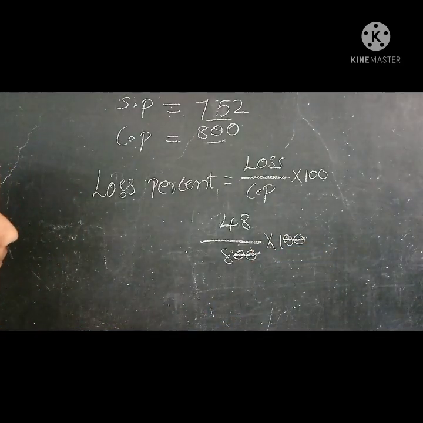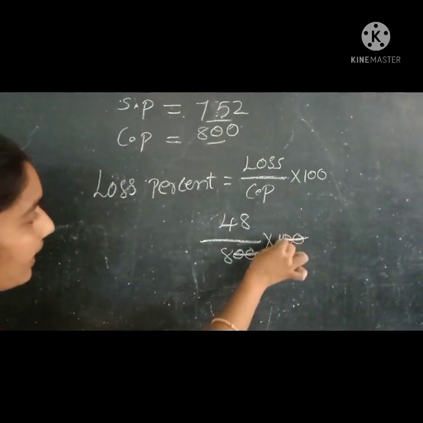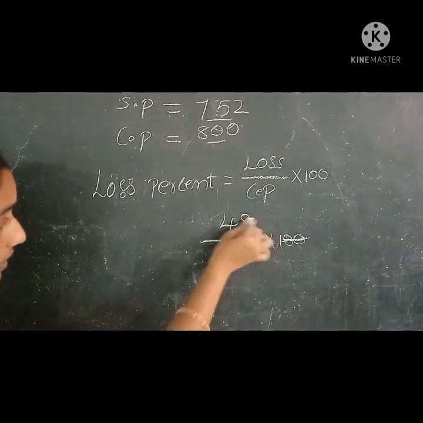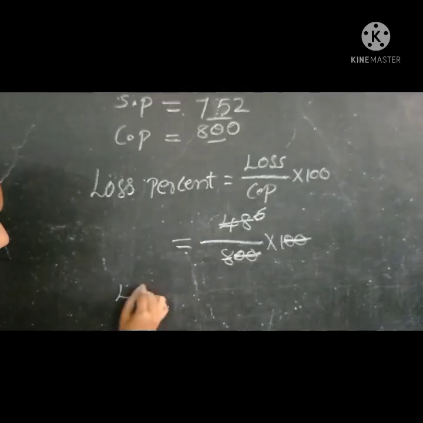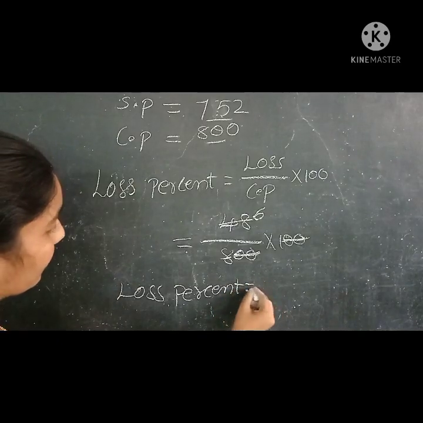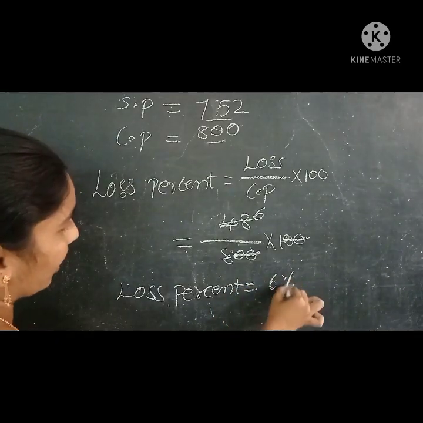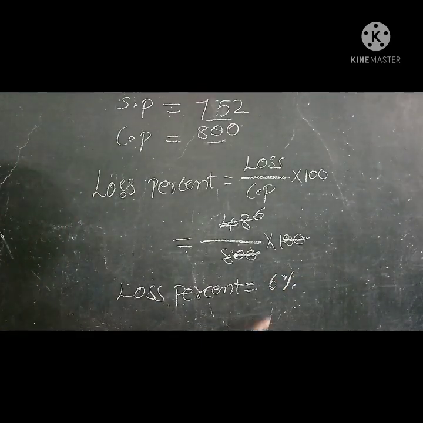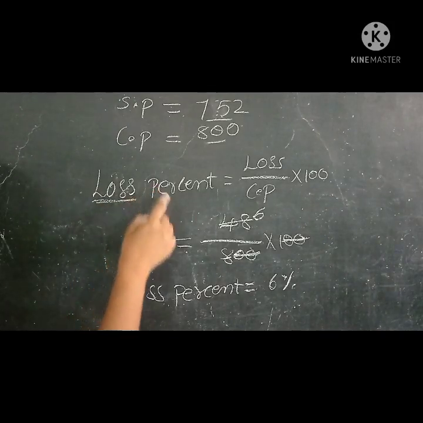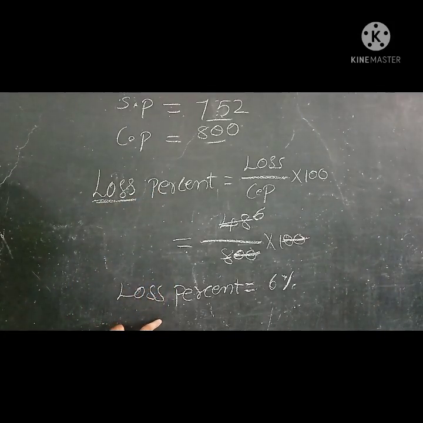Cancel 2 zeros. Here 2 zeros and here 2 zeros. So cancel these 2 zeros. So in a table, 48 is there. 8 6s are 48. So loss percent is equal to how much? 6%. Loss percent is equal to how much percent, Nana? 6%. Okay now. So in the third one, in the profit or loss box write the loss, and in the profit or loss percent write this percent, 6%. Okay now?